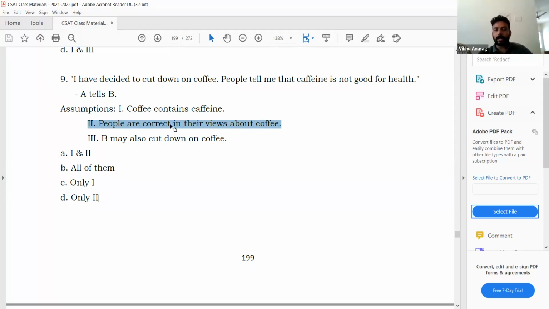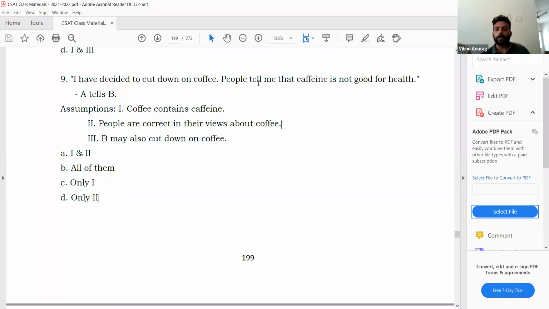So in his mind, are people correct or are people incorrect? How do we find that out? Well, see what he's doing. Is he listening to people or is he ignoring them? We see that he's listening to them. Whatever people have told him, yeah, that's correct. In the question, it's written people about caffeine and the option says about coffee, which is fine because in his mind, coffee equals caffeine in the mind of A.